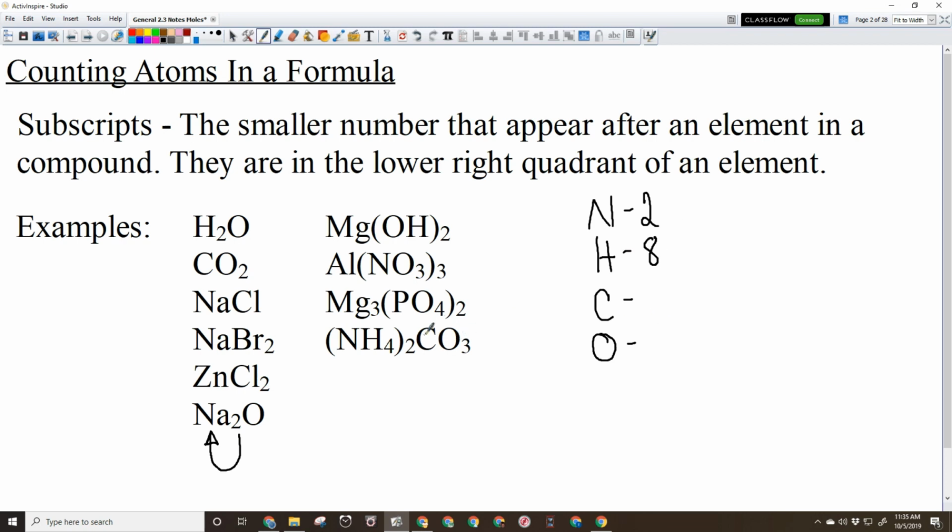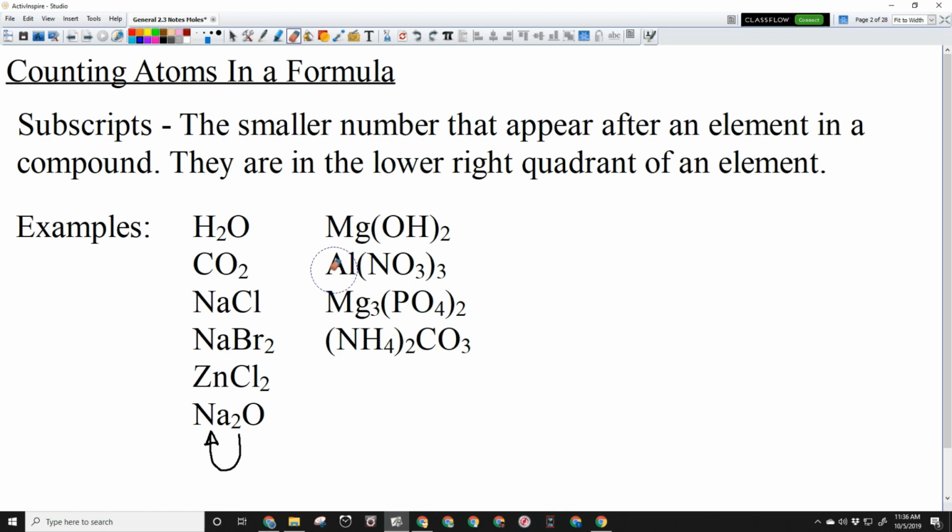How many carbons? All right, so this doesn't have parentheses around it. So this 3 would not go for carbon. That only happens when you have parentheses. So the carbon, there's just going to be 1, because we're just looking at this spot here for carbon. Okay, so there's 1 carbon, and how many oxygens? 3.